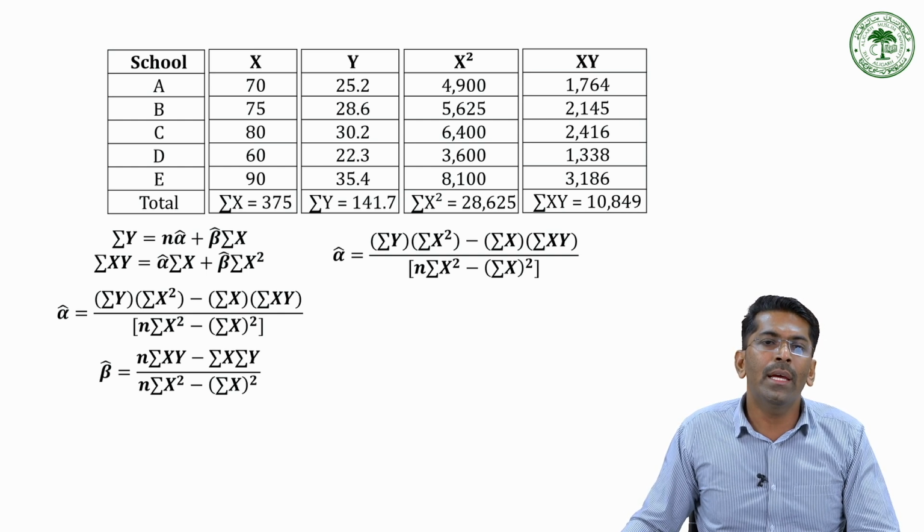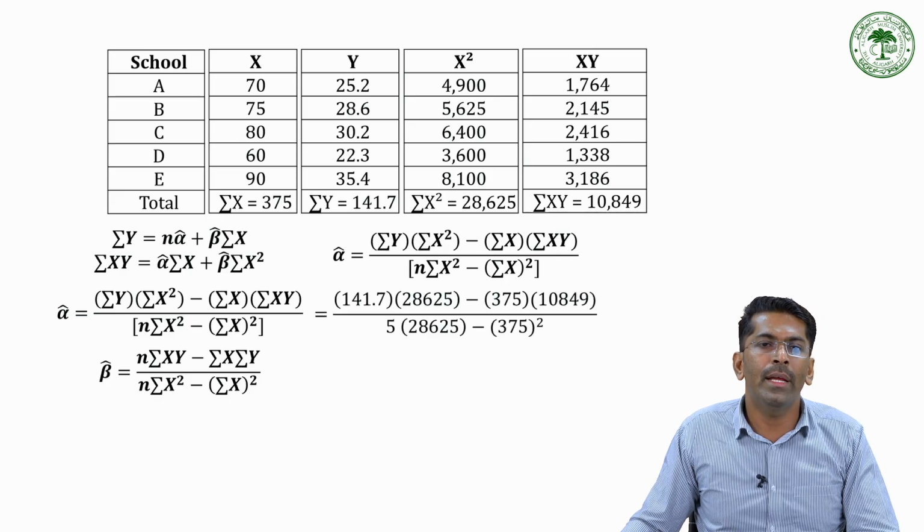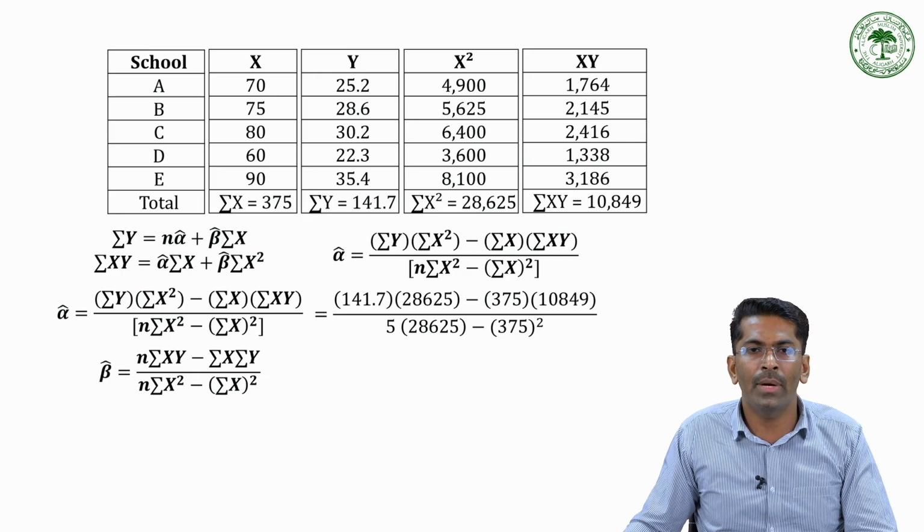Okay. Now here, sum of y, which is 141.7, into sum of x square, which is 28,625, minus sum of x, 375, then sum of xy, which is 10,849, whole divided by n into sum of x square. We have 5 observations, so it is 5 into 28,625 minus sum of x, which is 375, square.